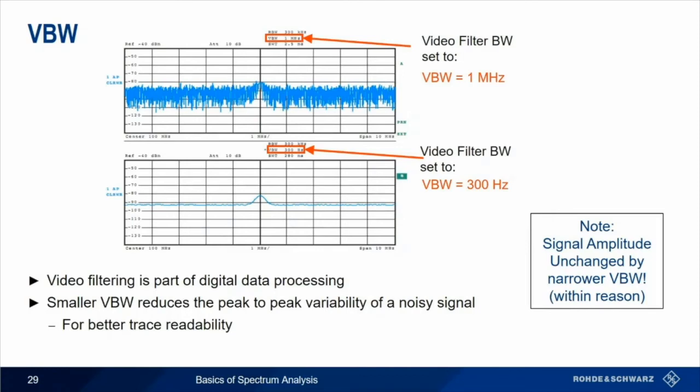So giving you another opportunity to see it on the display of a spectrum analyzer. The top one, we have the video bandwidth set to 1 megahertz. When we adjust it down to 300 hertz, you can see that it's really cleaned up the display quite a bit. Video filtering is part of the digital data processing. And so while it will reduce the peak-to-peak variability of a noisy signal and give you better trace readability, keep in mind it can also slow down the spectrum analyzer a little bit as well.